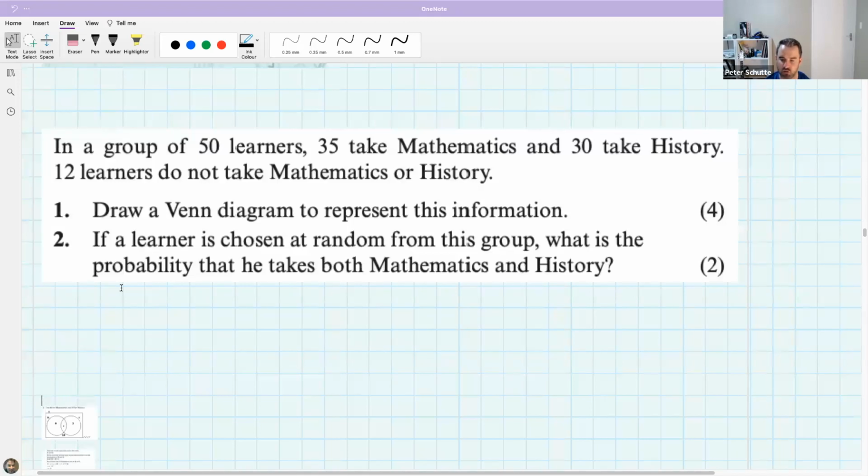So step 1, draw the Venn diagram. When you have drawn it, just type Venn in the chat, and I will draw the Venn diagram with you before we go on to question 2. If you are smashing this, you are welcome to do question 2 while you wait. Okay, see if you can interpret this question.